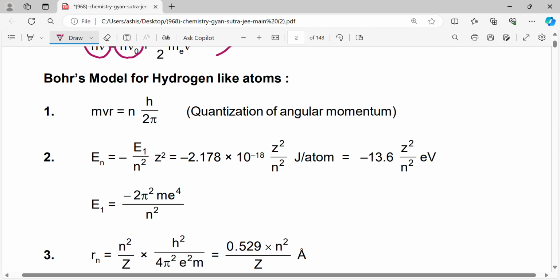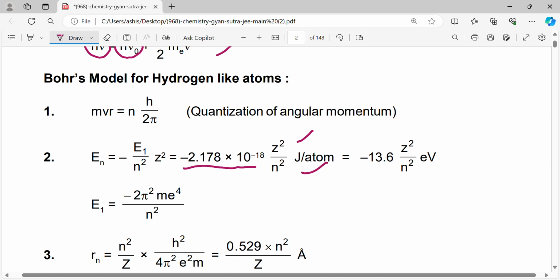Now some formulas which are used for the Bohr model. mvr, the angular momentum, is equal to nh upon 2 pi, and the energy of the electron is equal to E1 upon n square into z square. So that will be equal to minus 2.178 into 10 raised to power minus 18 z square upon n square joule per atom.